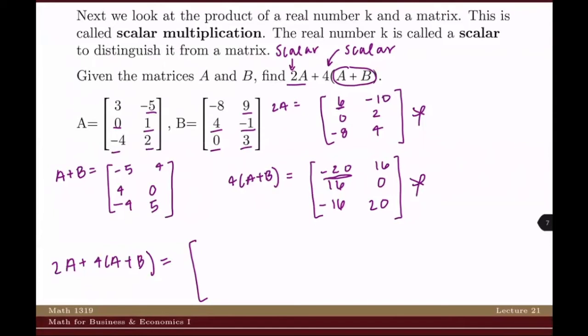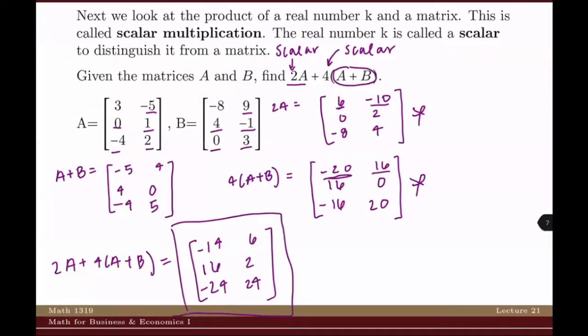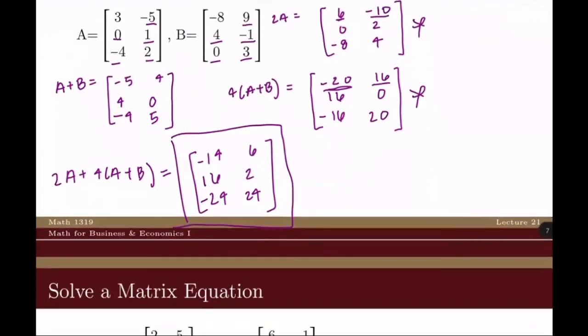So 6 minus 20 is going to be -14. Then we have -10 plus 16, which is 6. 0 plus 16 is 16. 2 plus 0 is 0. -8 plus -16 is going to be -24. And then 4 plus 20 is 24. So here's our final answer, and I hope y'all didn't think that was too bad. Okay, let's move on.